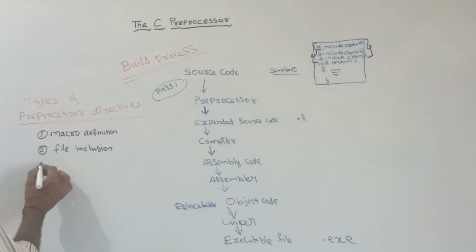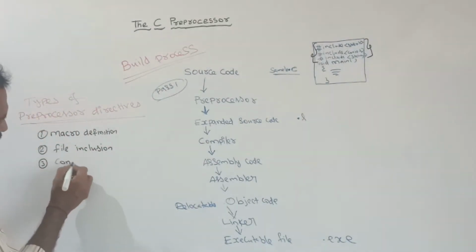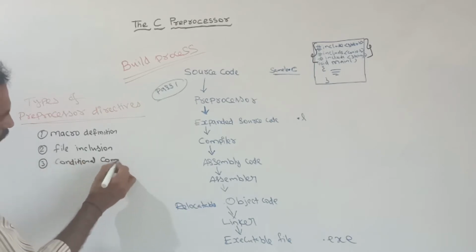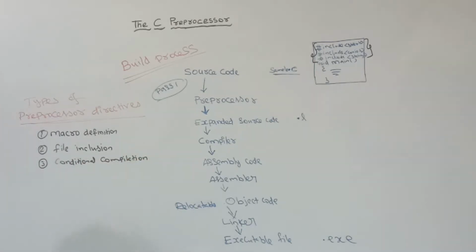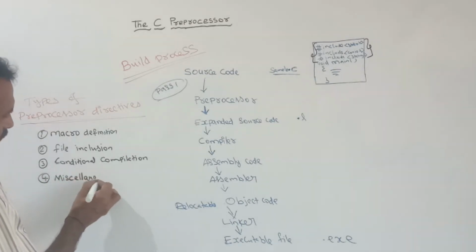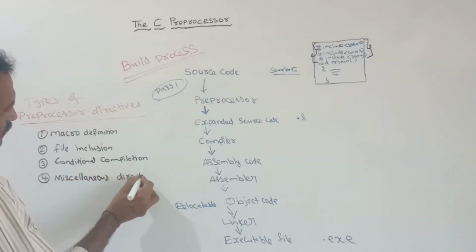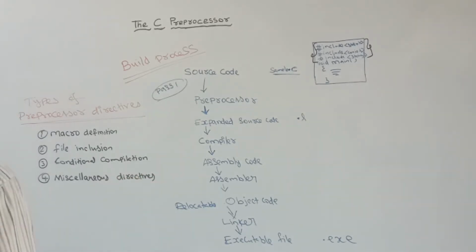And the third one, conditional compilation. And the fourth one, miscellaneous directives. Four types of preprocessor directives. Now let us see one by one. Very first one is macro definition, that is macro expansion.